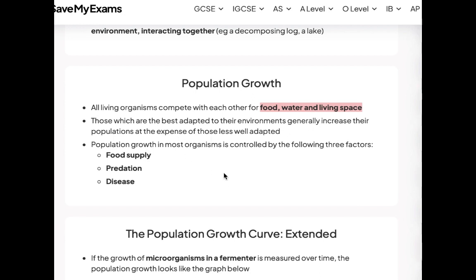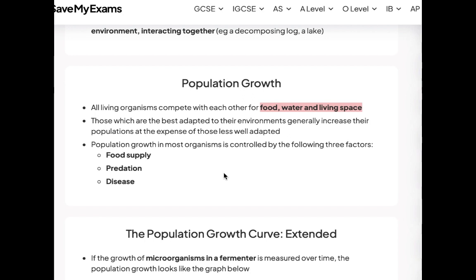Now, those which are best adapted to their environment generally increase their population at the expense of those who are less well adapted to that specific environment. So how much the population of each species will increase is about adaptability. If you are able to adapt in a given environment, then you populate a lot. If other species that also came to that environment do not adapt, then their population will be less in that environment. Remember, population is a group of organisms of the same species in a given ecosystem.